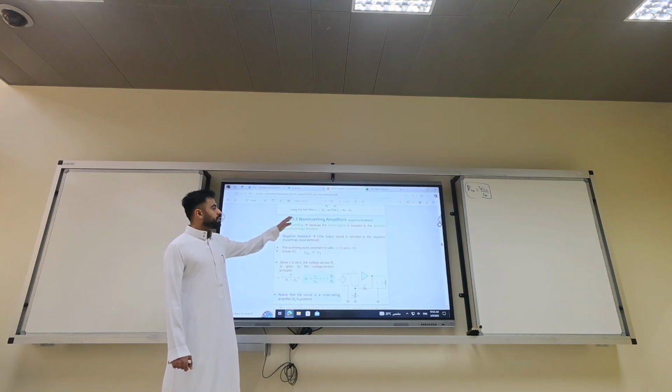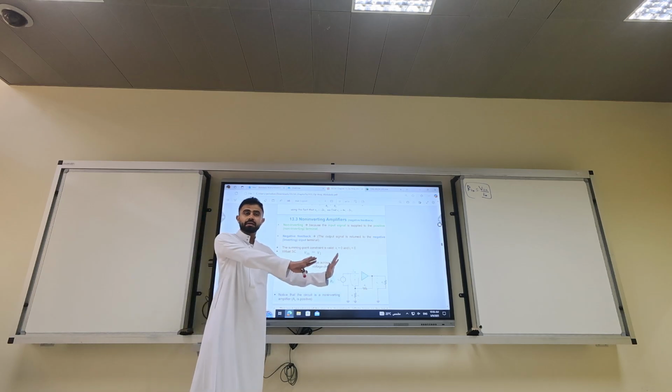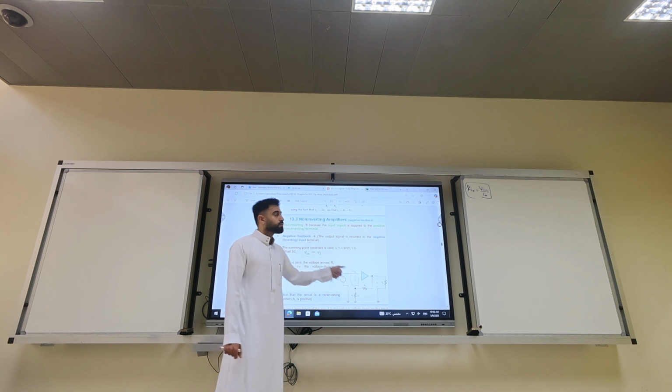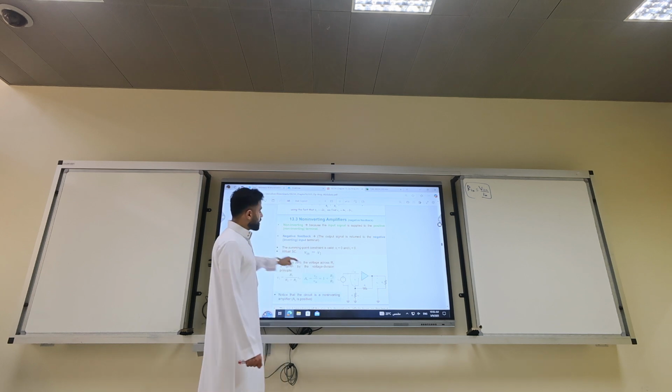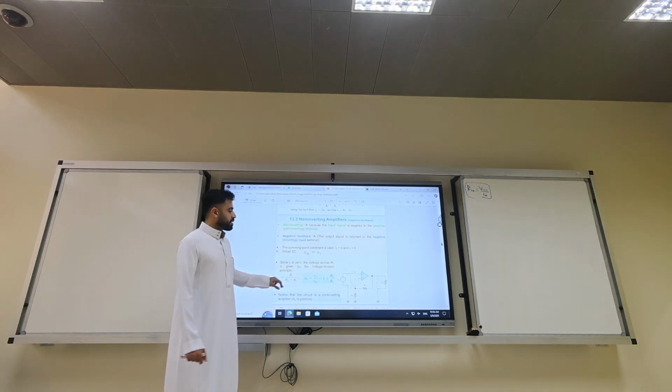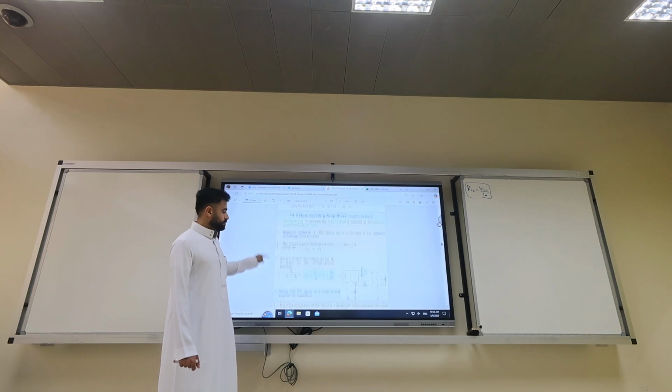Then we talked about the non-inverting amplifier, which implies that we still have the negative feedback, but the input now is fed through the positive terminal. Now looking at this figure, you can, in your own notes, connect these two. This was a figure typo.